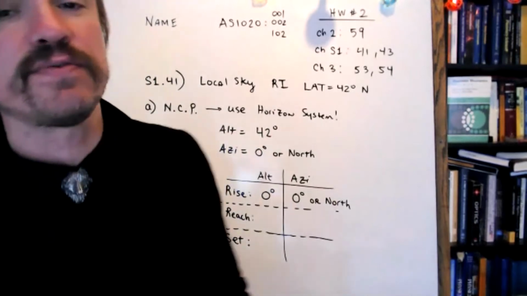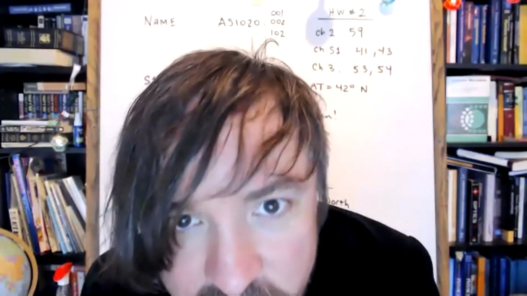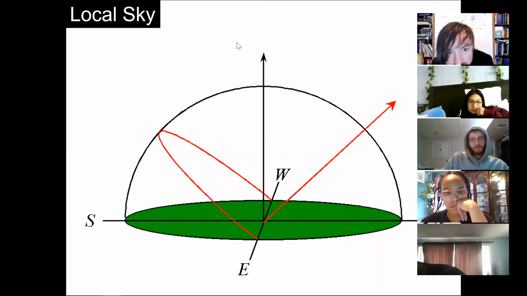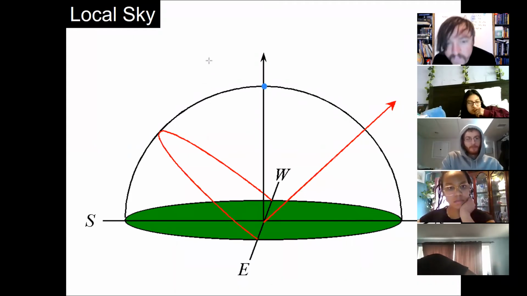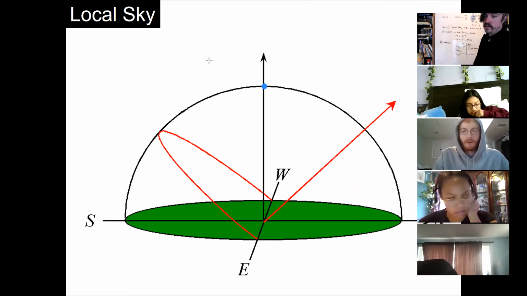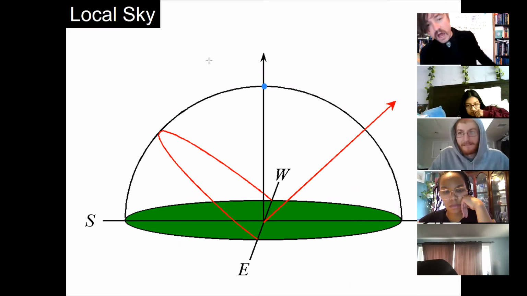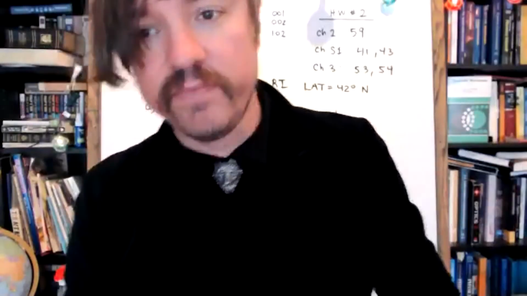Okay, now let's try the reach point. I need an altitude and an azimuth for my reach, and my reach point is up here. That's the highest it gets in the sky. Would that be 90 degrees? Which angle? West? No, that's not the right answer. Nick, the horizon system requires, let me make an analogy.